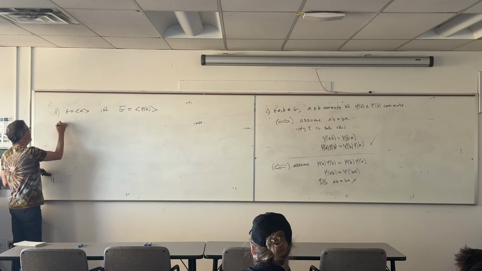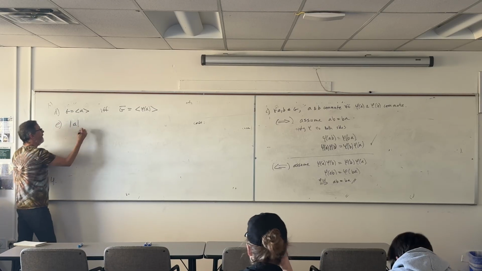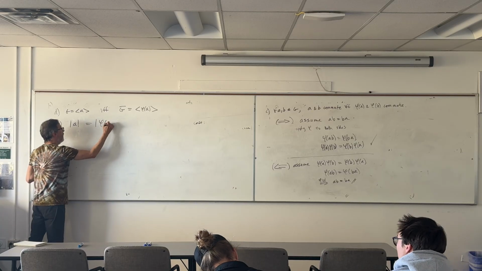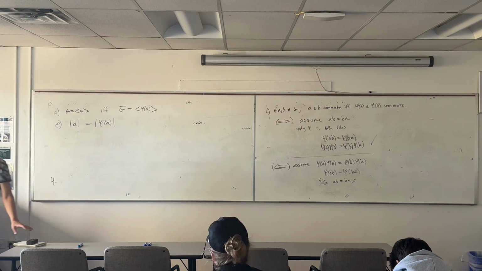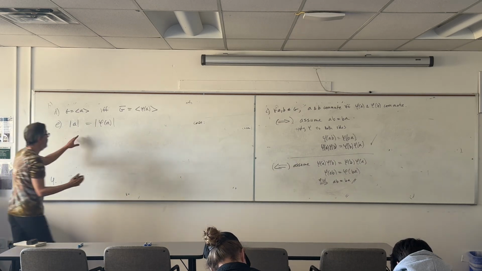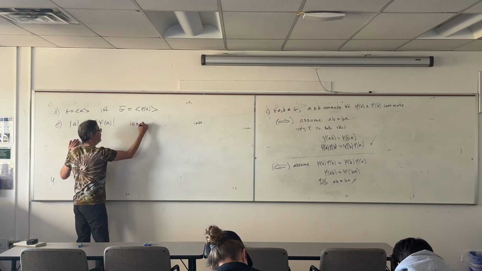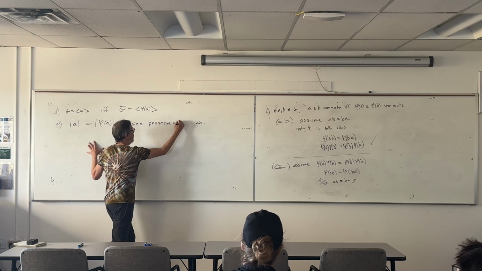And then E is this. The order of A is equal to the order of phi of A. And this is a super important one, that isomorphisms preserve order. So isomorphisms preserve the order of elements.